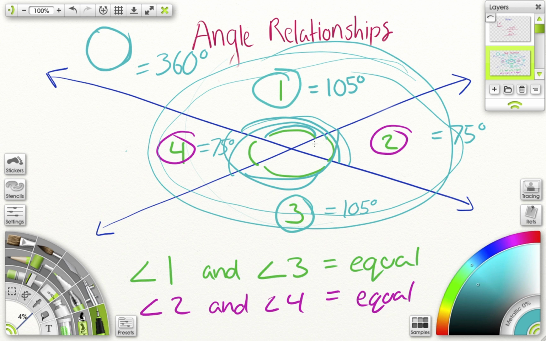So, quick reminder, opposite angles are equal to one another. If one is 105, the other is also 105. If one is 107, the other is 107. If one is 10 degrees, the other is 10 degrees. But that's if they are opposite one another. If they are beside one another, it is supplementary, meaning they have to add up to 180. So if one of them is 10 degrees, the other has to be 170, because 10 degrees and 170 equals 180. Okay? So this is going to be what your questions are going to be based off of.